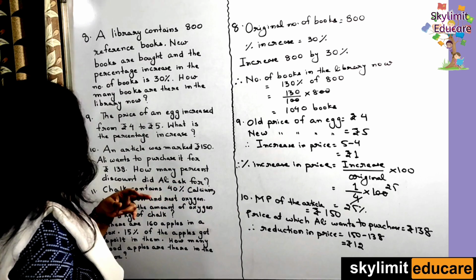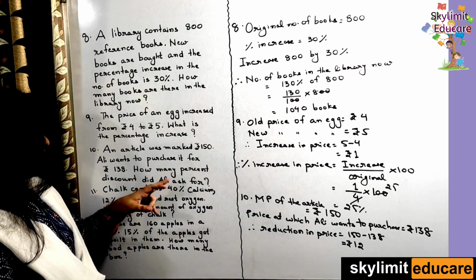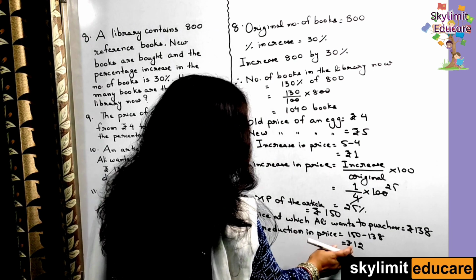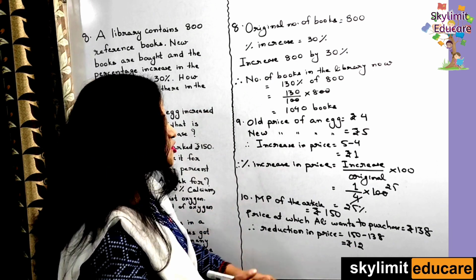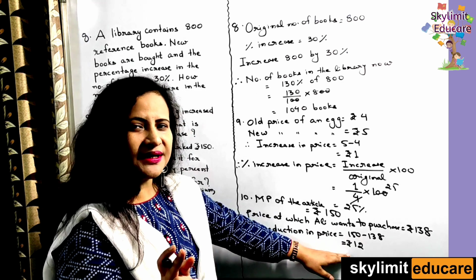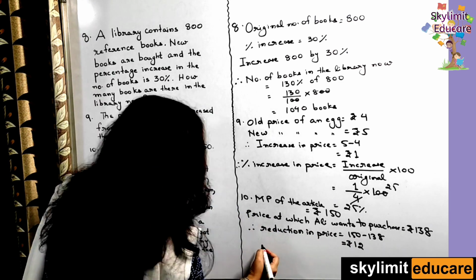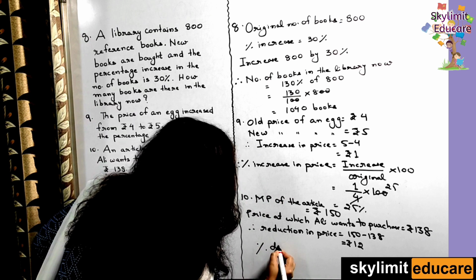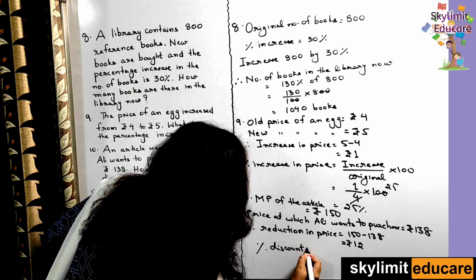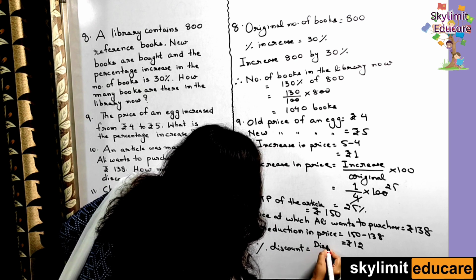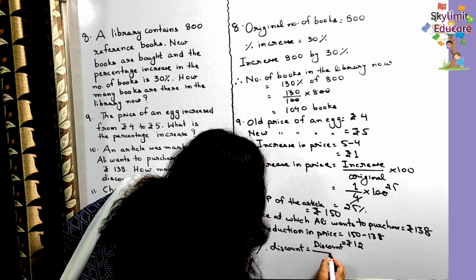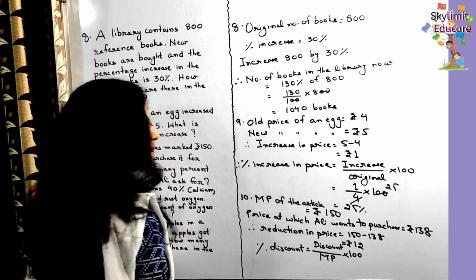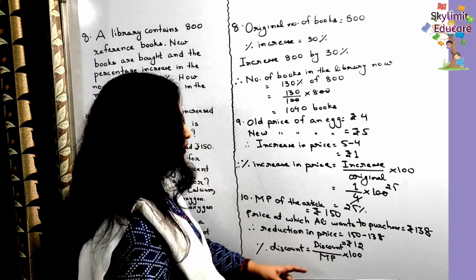So you are supposed to find out what? How many percent discount did Ali ask for? So what is the percentage discount? The reduction in the price is rupees 12, but we want to find the percentage discount. Okay, so that is similar to the previous number. So you write out like this: percentage discount is equal to discount by mark price multiplied by 100. Whenever you're going to find a percentage, you are going to multiply by 100.